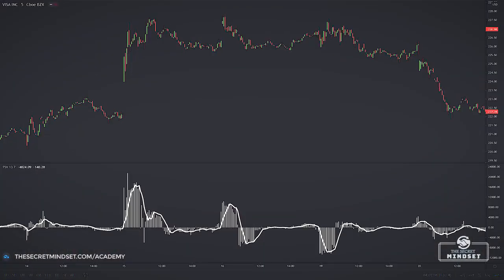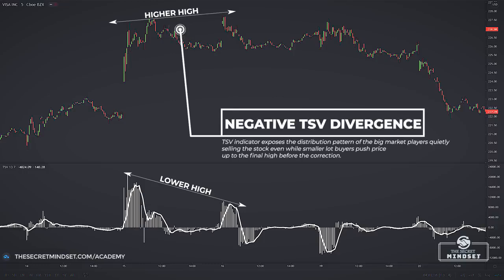Several consecutive divergences increase the reliability factor in trying to pinpoint price reversals. For instance, if a price is making successively higher highs while TSV is making successively lower highs, this would constitute a series of negative divergences. This would be a leading indication of a possible top. In this case, the TSV indicator exposes the distribution pattern of the big market players quietly selling the stock even while smaller lot buyers push price up to the final high before the correction.